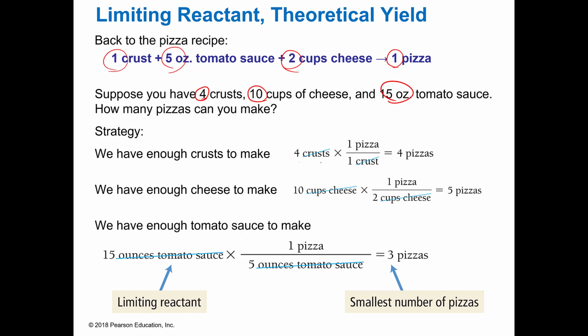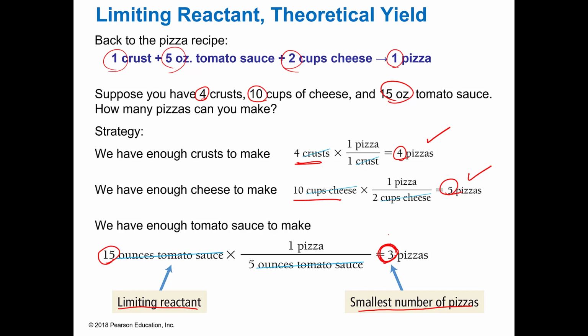Well, I have enough crusts to make 4 pizzas. I have enough cheese to make 5 pizzas. But I only have enough tomato sauce to make 3 pizzas. And so since the smallest number of pizzas I can make, I'm limited by this thing we call the limiting reactant. So I could, if I had enough of everything else, make 4 pizzas with the crusts. I could make 5 pizzas with the cheese, but I only have enough tomato sauce for 3 pizzas. So I can't make more than 3 pizzas. And so that is my limit.